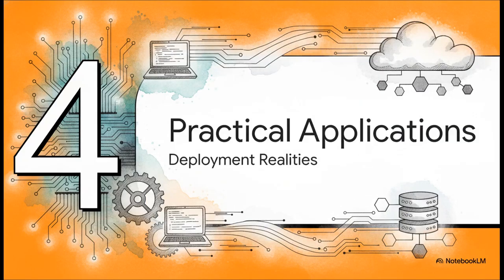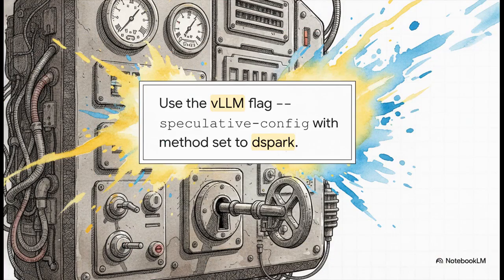Section 4. Deployment and Practical Applications. Moving from theoretical mechanics to deployment realities, we have to look at how enterprise teams actually run this engine locally. To launch DSpark speculative decoding using vLLM, a specific flag is required. The exact command string is --speculative-config, followed by a JSON object specifying the method as DSpark, the number of speculative tokens as 7, and the draft sample method as greedy.